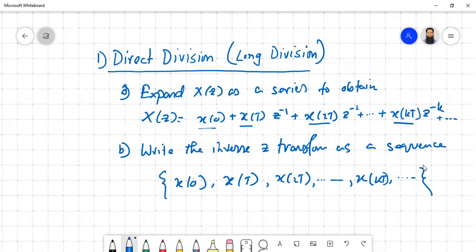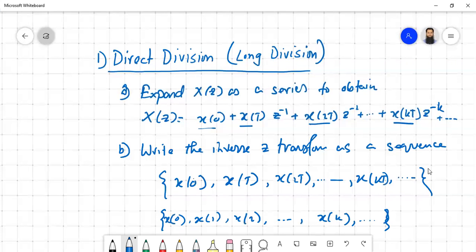Okay, so it can also be a number sequence. Instead of T, you can just replace it by a number. So x0, x1, x2, then xk, as long as you can do actually. So this is direct division. So let us start with one example.